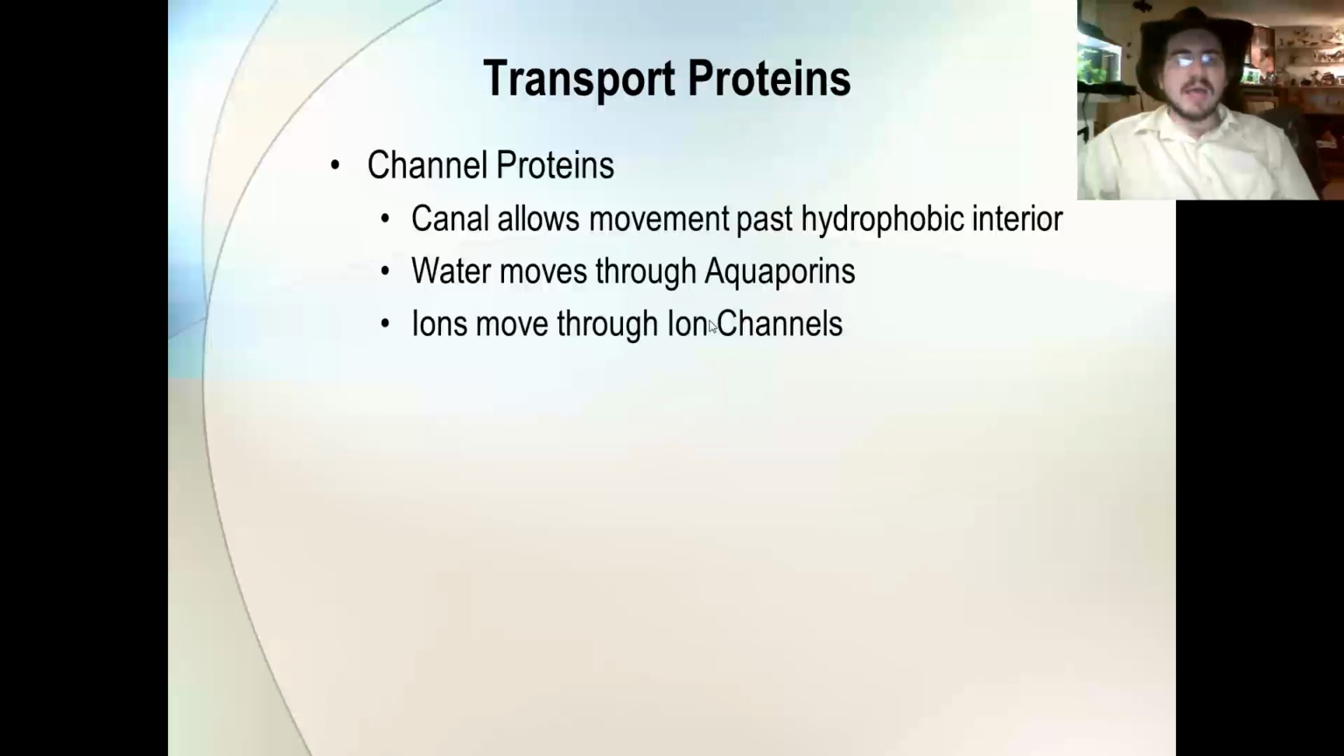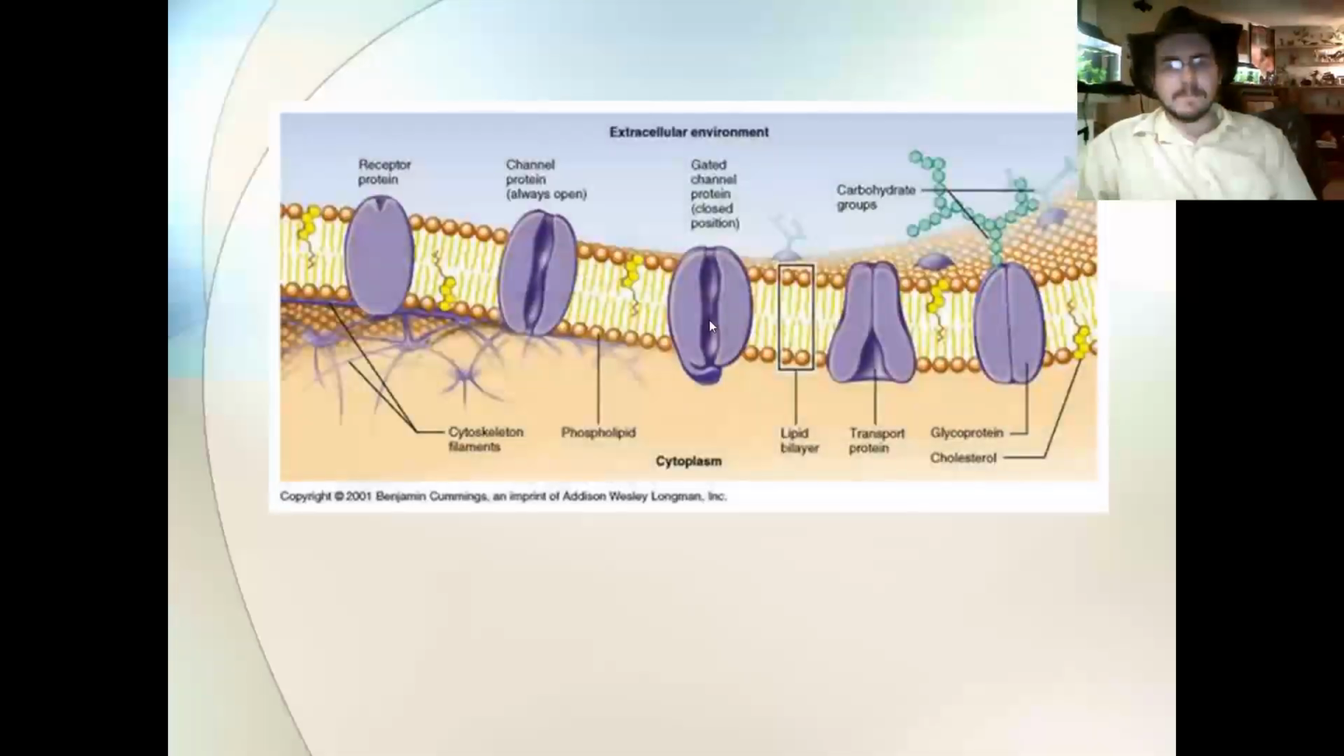And then ions move through ion channels. So that's incredibly creatively named. So we've got a couple of different channel proteins here. So this is a channel protein that is just always open, and whatever can fit through the channel protein can cross. But here's another kind of channel protein that I find very interesting.